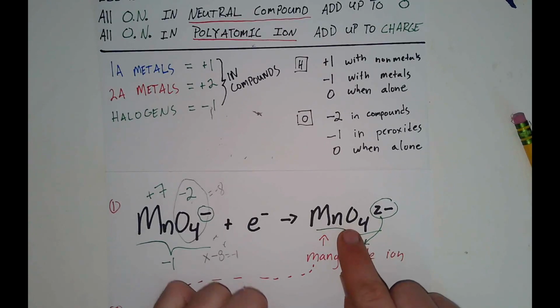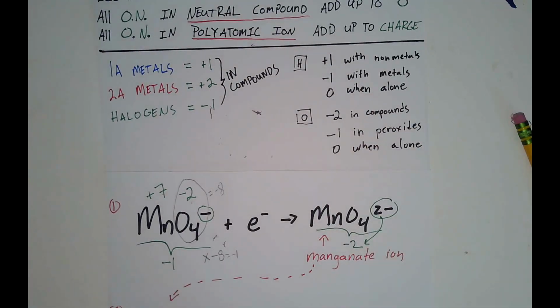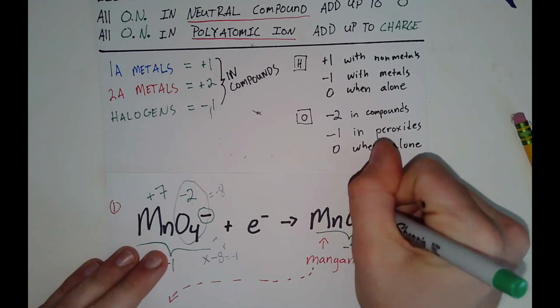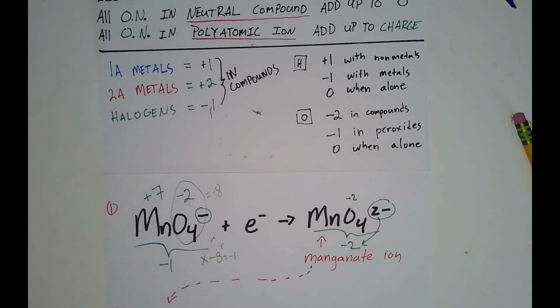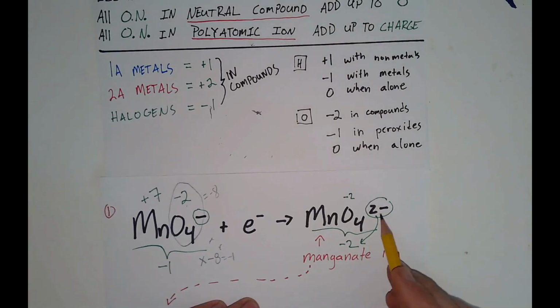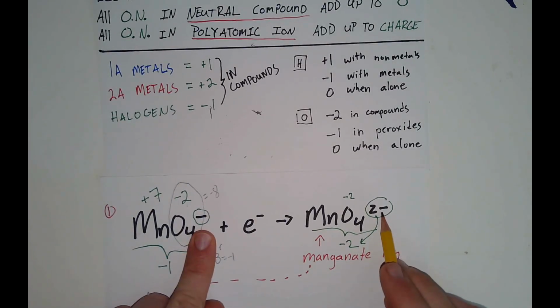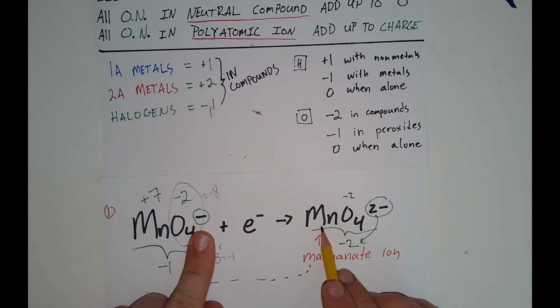Okay, well, let's do the same thing. Oxygen is still in a compound. Oxygen is still -2, which means this whole group here is now -8 still. But something's changed between these two, right? So manganese no longer is +7. What does it have to be now?